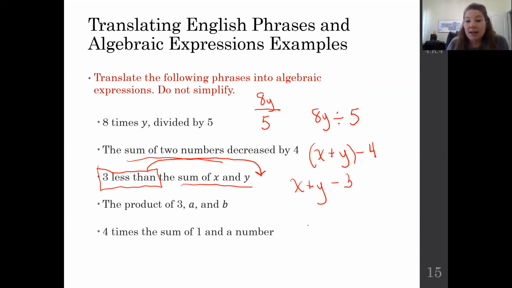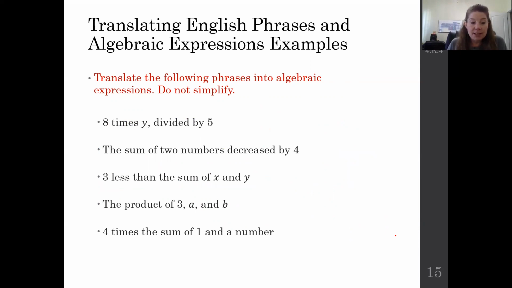The product of. So what does product mean in math? It means to multiply. We're just multiplying 3 times A times B. When you stick a variable and a number together, that just means multiplication. You can write it just like that, or you can use dots to show multiplication, or you could show parentheses. All of those are equal.